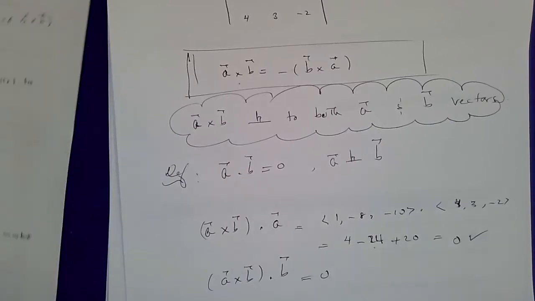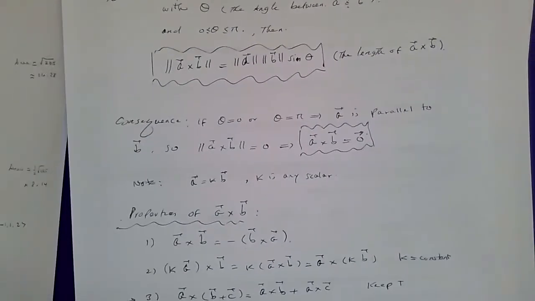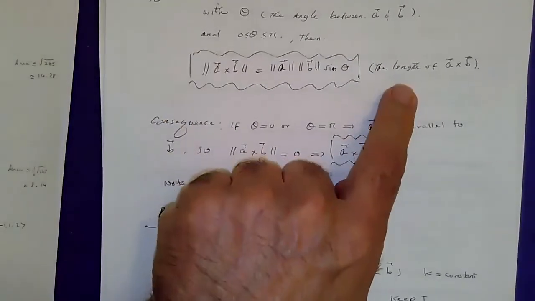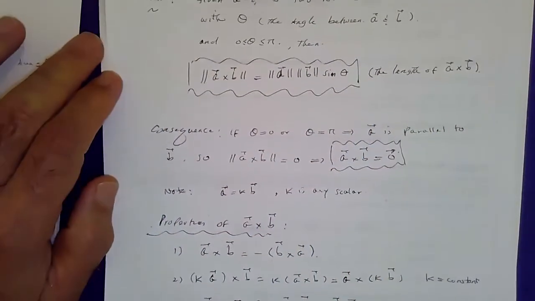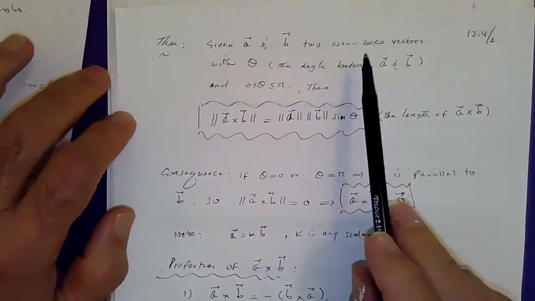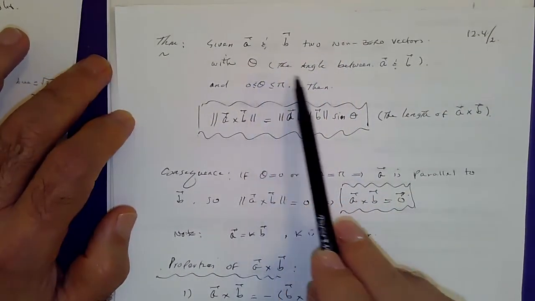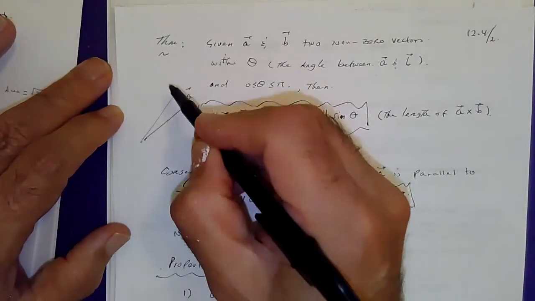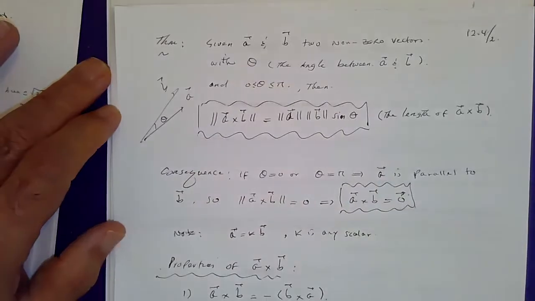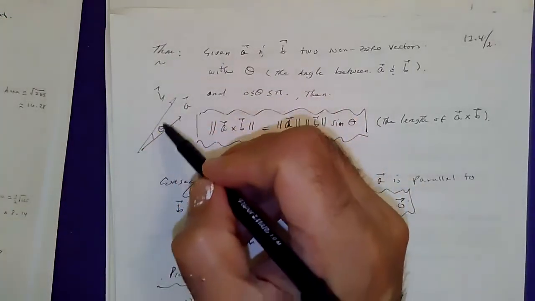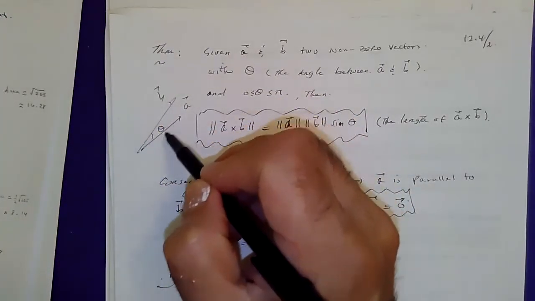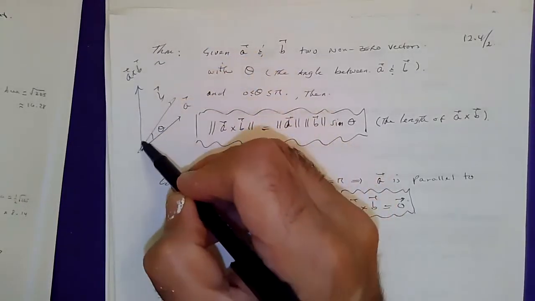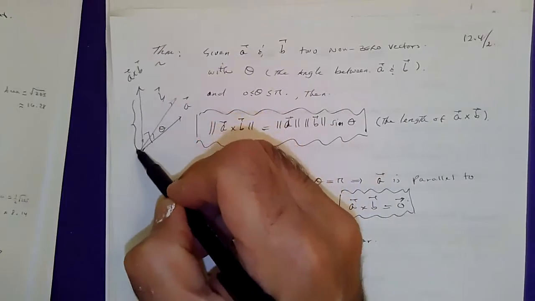Okay, sometimes we're interested, like in application problems, in the length of the vector A cross B. Turns out, if you have two non-zero vectors, namely A and B, with theta being the angle between A and B, so here's A, and here's B, and here's theta, right? The cross product is a vector which is perpendicular to both A and B, correct? Question, what would be the length of this vector?